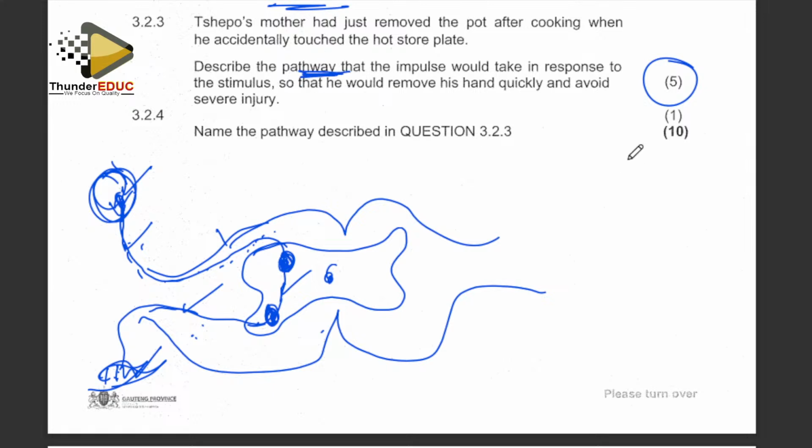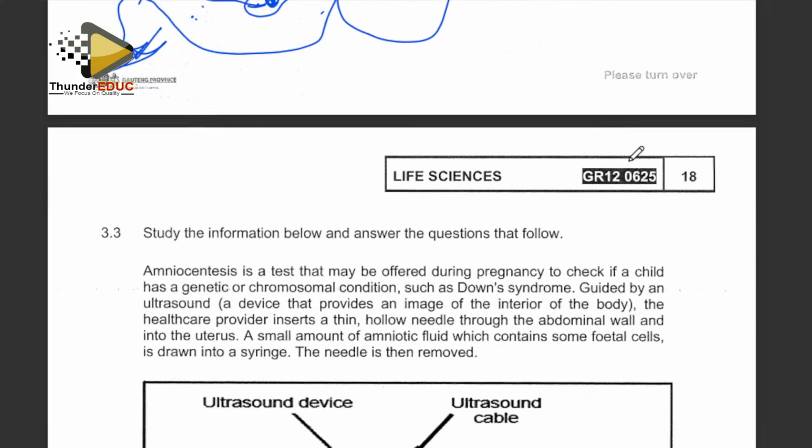All right, we got the next one. Name the path traveled described above. We call it a reflex arc. It's a reflex arc. Done.